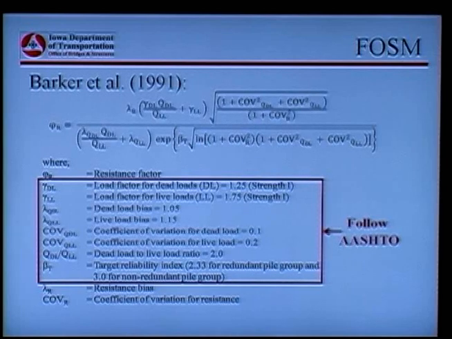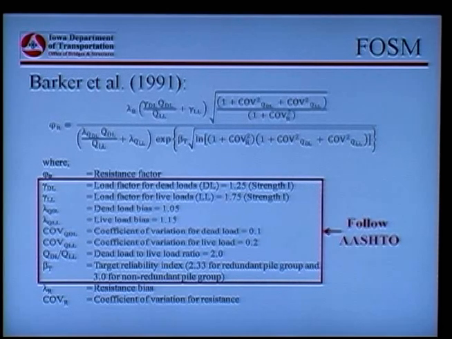For example, the load factors. For the dead load and the live load, the load bias is basically the mean of the dead load, the mean of the live load, the coefficients of variation, the ratio of the dead load to the live load, as well as the beta value, the reliability index that controls the probability of failure at the failure region. All right, we adopted the numbers proposed by AASHTO.